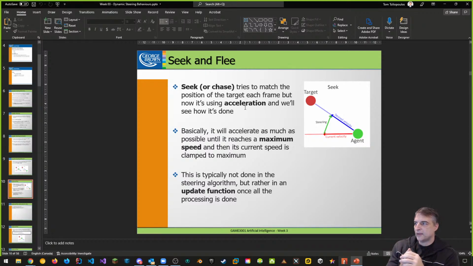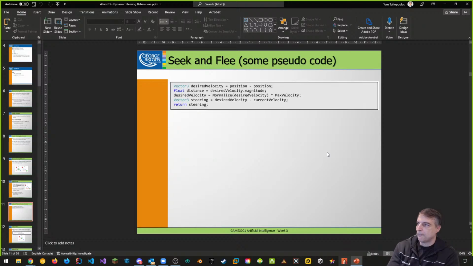However, right now it's starting to use acceleration. So we're going to speed up to the maximum speed. That's the right way of doing it with dynamic seek. And then as soon as we reach maximum speed, it's going to overshoot the target. It's not going to slow down, even though we would like to. And we're thinking about arrival from last week, right? Seek by itself just overshoots the target at maximum speed, but it goes in the direction of the target itself, okay?